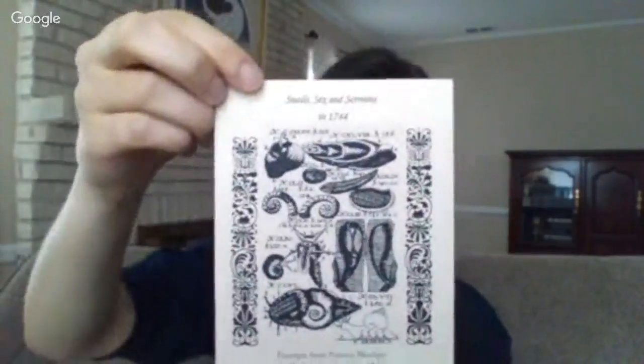This one's interesting. I don't know if this is a book advertisement, but it's Snails, Sex, and Sermons in 1744. That's normal. Sometimes when you buy these old books, people either don't go through them or they just let you have whatever they found in them.